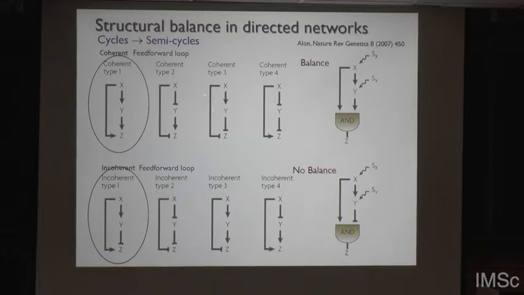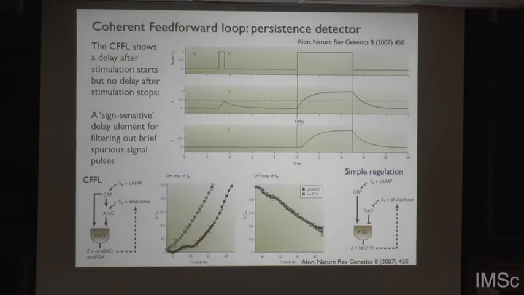And so from this, Uri Alon's group came up with the idea of two types of semi-cycles in the genetic regulatory circuit. This class, the balanced types, they call the coherent feed-forward loop, and the unbalanced type, they call the incoherent feed-forward loop. And they also attributed very specific functions to these two types. So if you look at the balanced situation, the coherent feed-forward loop, it turns out that they function primarily as detectors for sustained signals. And so the way they can work like that is as follows.